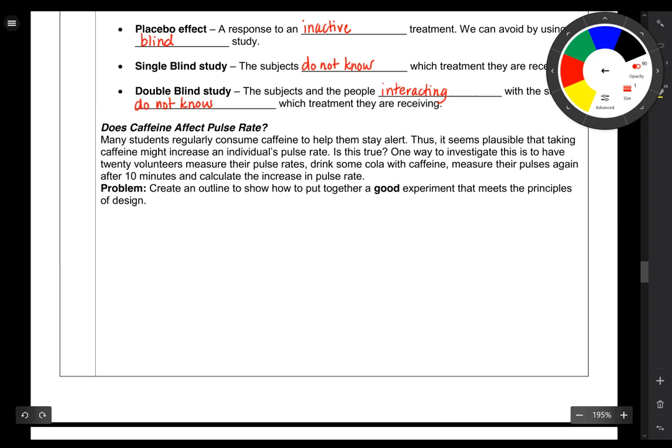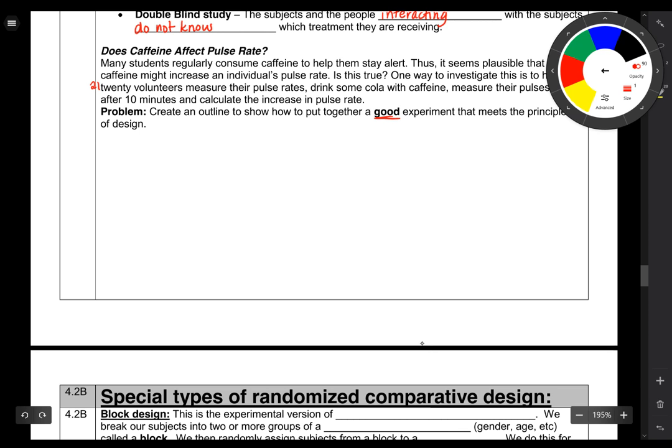And that brings us to our last example. This is going back to the caffeine affecting pulse rate. I won't read it to you because we already read it before. In this problem, we are asked to create an outline to show how to put together a good experiment that meets the principles of experimental design. The one thing I'm going to change to make division really easy is let's call it 21 volunteers, right? Okay, so we have 21 volunteers.